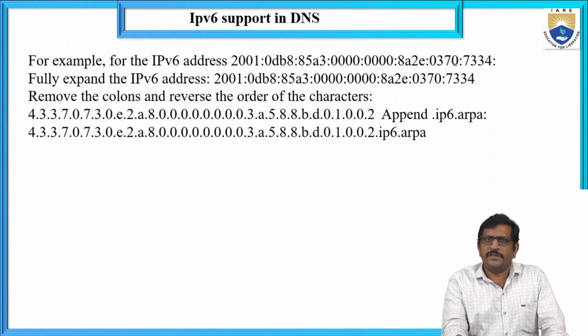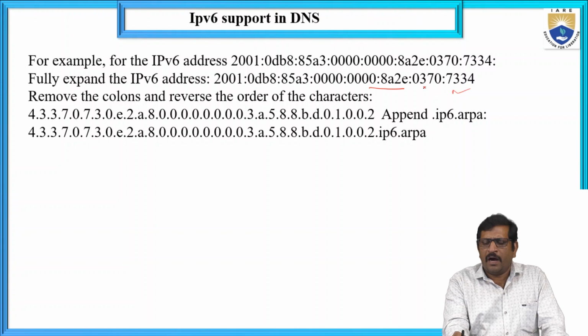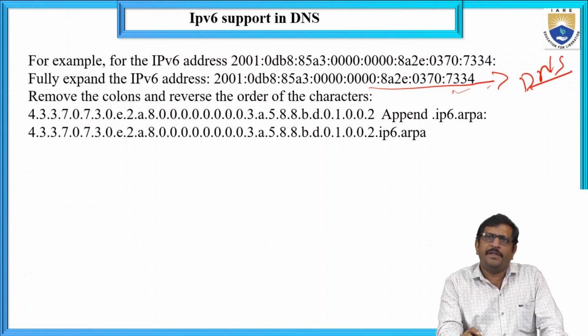Here is an example IPv6 address: 2001:0db8:85a3:0000:0000:8a2e:0370:7334. So levels can be represented based on the number of characters. Once this address is fully expanded, it can be assigned to the DNS.